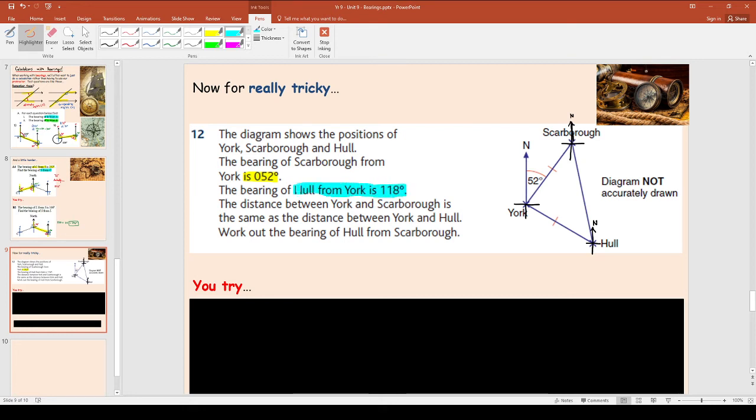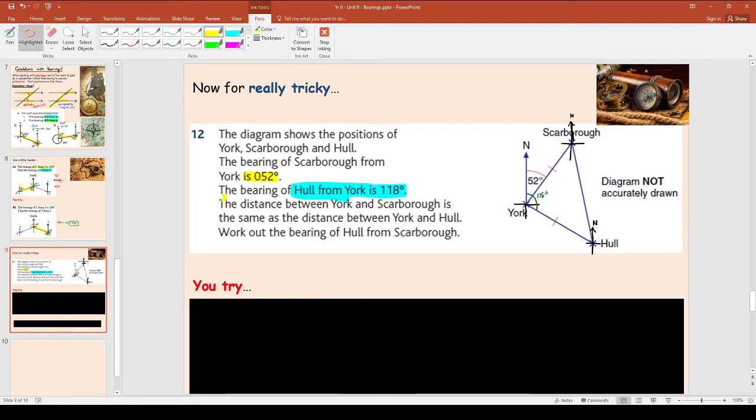That's why they're tricky. There's a bit of reading to it, isn't there? There's a bit of thinking and a bit of reading, which is good. But it's okay. The bearing of Hull from York. So we're at York, so we're here, and Hull is going to be all the way down on this line here. So it's telling us that that altogether is 118 degrees. That says the distance between York and Scarborough, and between York and Hull are equal. It says the same distance.